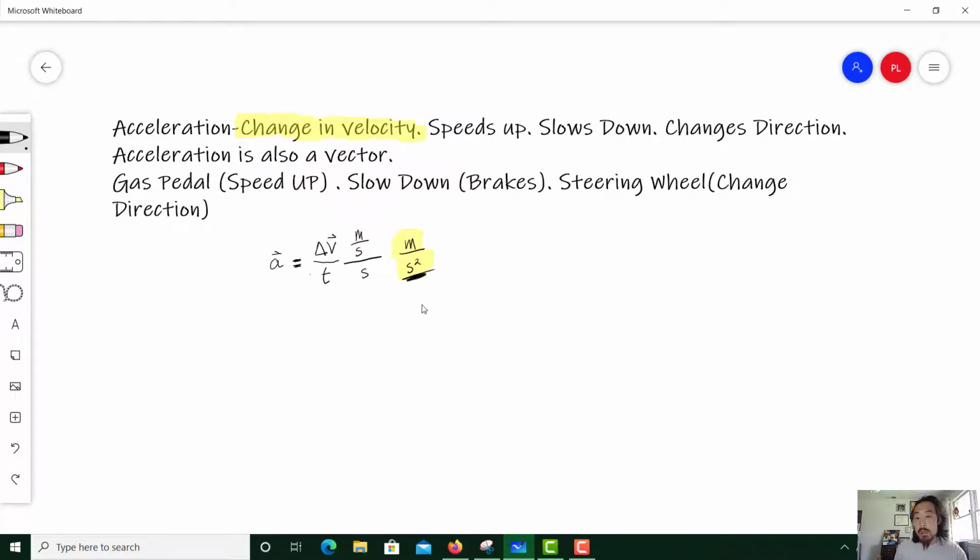Okay, so sometimes you might see this equation broken up even more. So if we know that acceleration is the change in velocity over time, we should also know the equation for velocity.